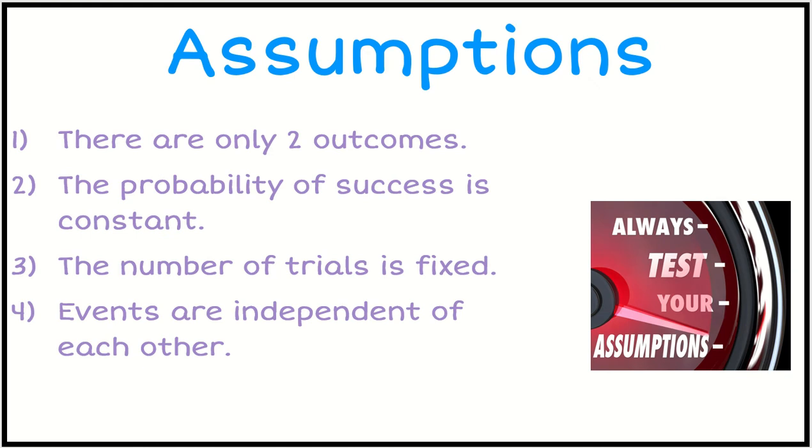Some assumptions that we have: we always assume there must be two outcomes and only two. The probability of success is constant. So if I was tossing a coin, every time that I toss that coin, the probability of getting a head is the same. That doesn't change. The number of trials is fixed. If I say I'm going to do 10 trials, I need to do 10. And we could see in that little animated image earlier, if I change the number of trials, the shape of my distribution changes completely. And the last one is that events are independent. Each time I toss a coin, that is an independent event.